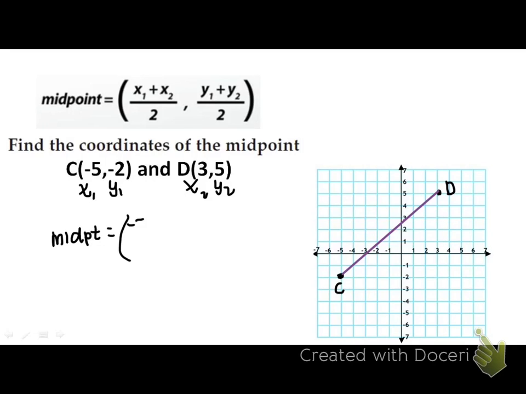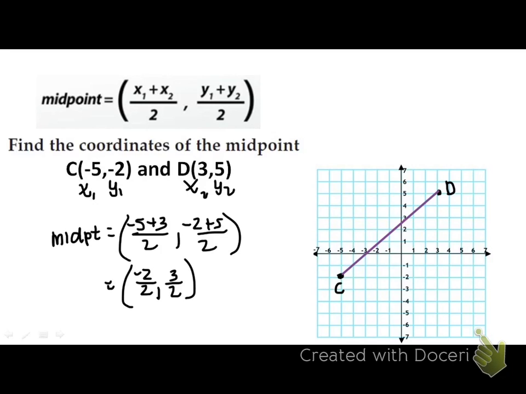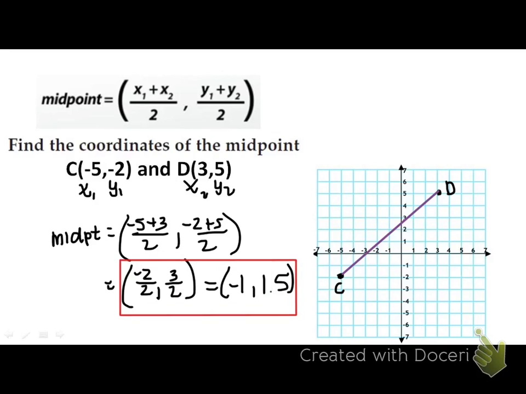Midpoint will be negative 5 plus 3 divided by 2, and you should have got negative 2 plus 5 divided by 2. Take your x's and add them. Take your y's and add them. We're going to get negative 2 over 2 and 3 over 2, which if we reduce gives me negative 1, 1.5. Each one of these is going to be crucial to our solution. Cool beans? You guys good? That's all she wrote.